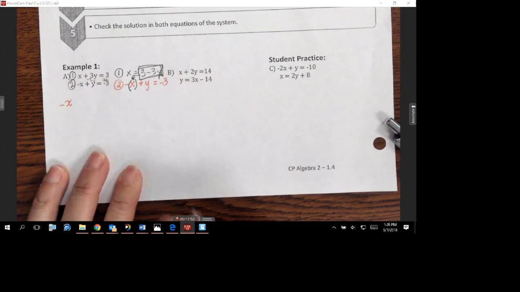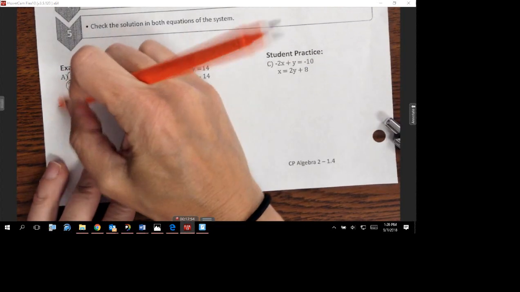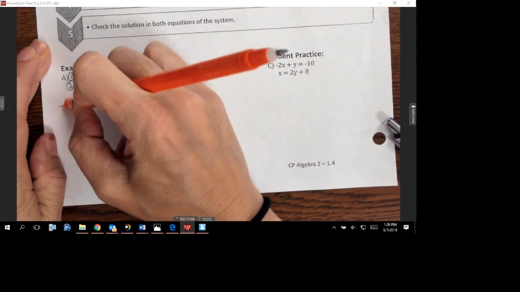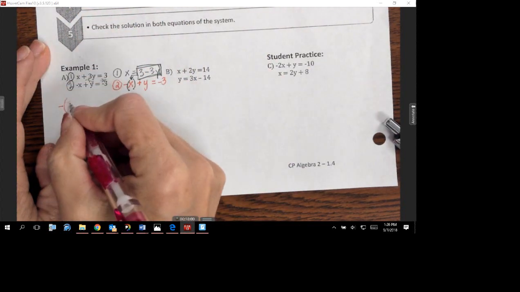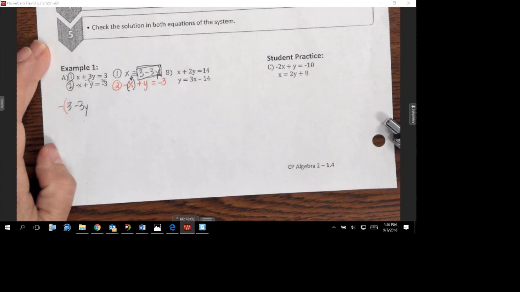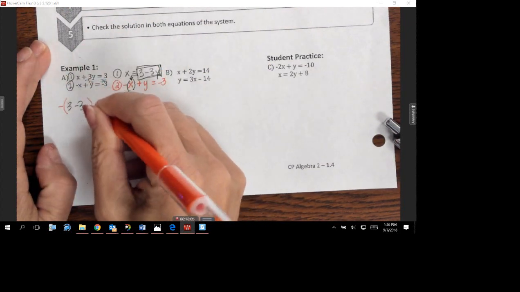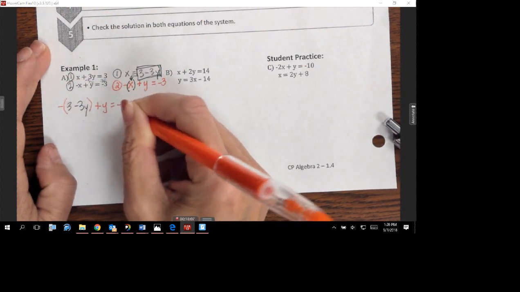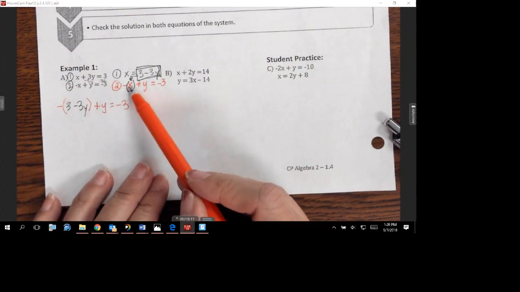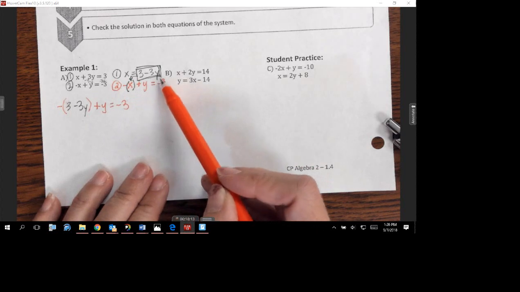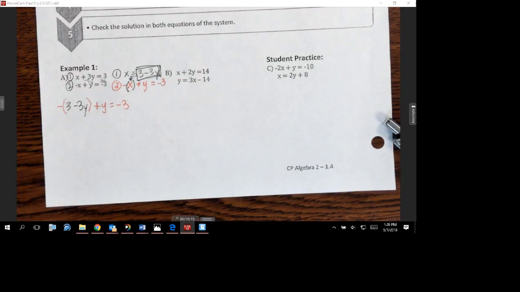Negative x. Nope, not negative x. Haha. Lied. Negative parenthesis, and then x is equal to 3 minus 3y, close parenthesis, plus y equals negative 3. So I brought down that number 2 equation. Instead of x, I wrote 3 minus 3y. I substituted.